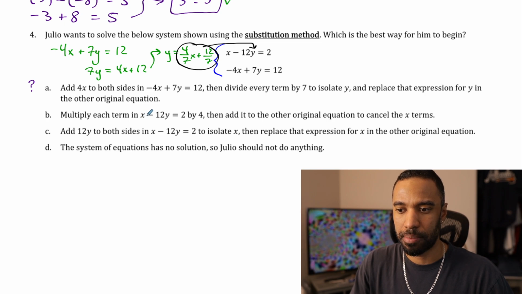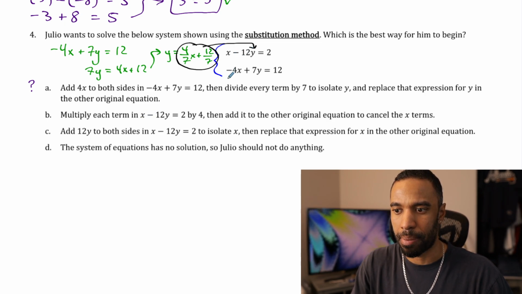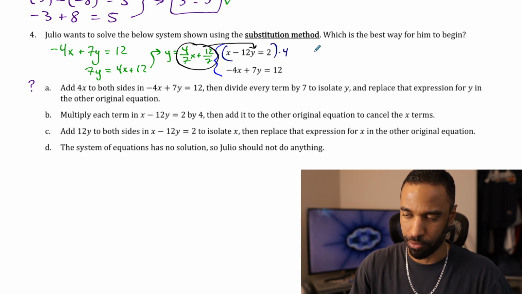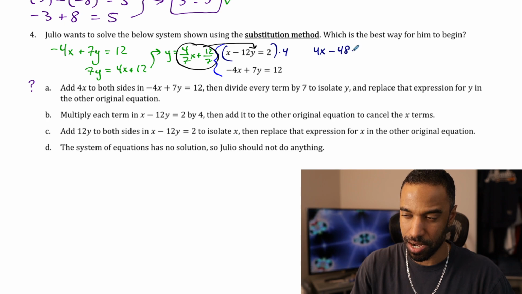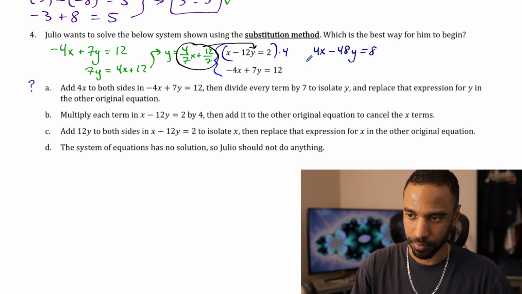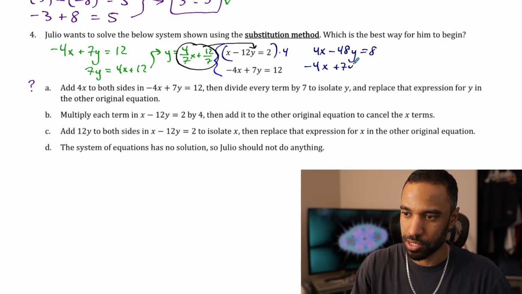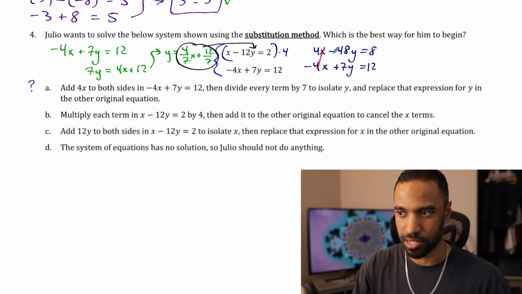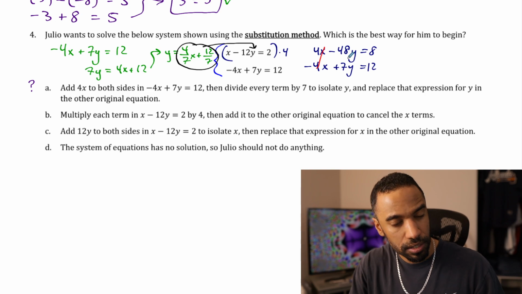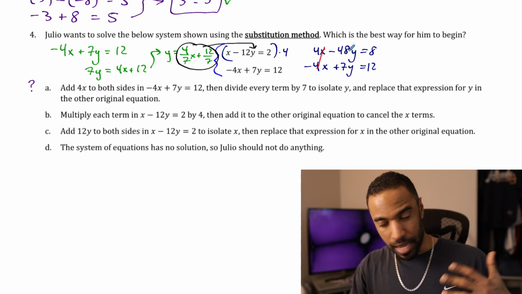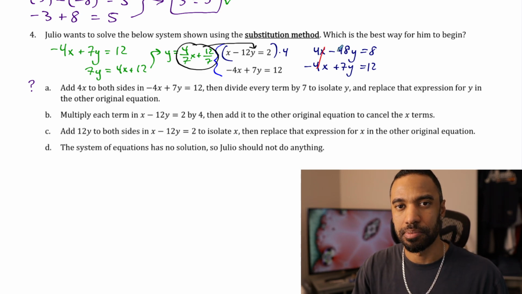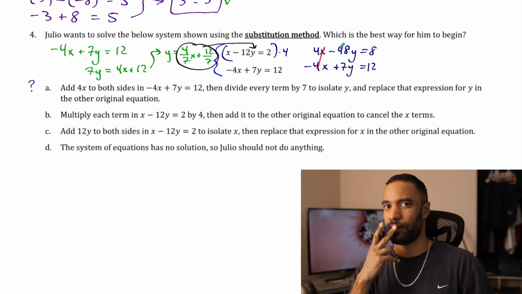B, multiply each term in x minus 12y equals 2 by 4, then add it to the other original equation to cancel the x terms. So what that's asking you to do is multiply everything here by 4, and we get 4x minus 48y equals 8. And then here we have negative 4x plus 7y equals 12, where we add and combine like terms. And what that does is eliminate the x's, and it allows you to practically solve for y. Again, there's nothing wrong with what's being stated here. This is a good way to eliminate the variable, but this is not substitution method. This is elimination method.